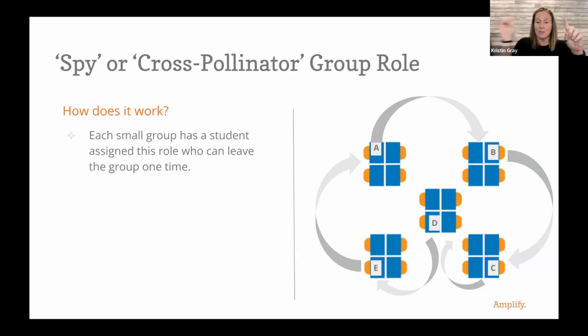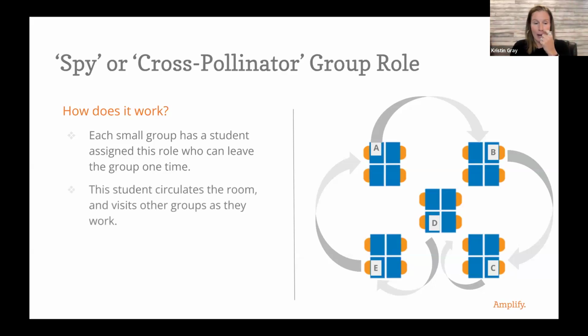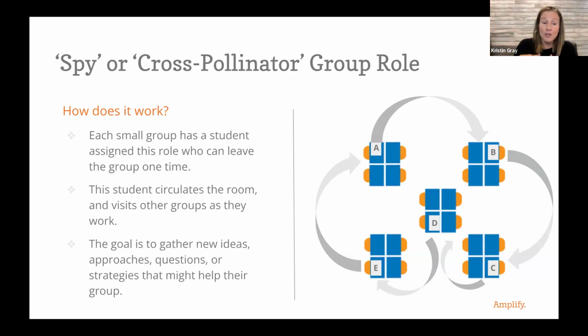But each small group has a person assigned to that role, and you can leave your group one time when you're problem solving together. That student circulates the room and visits other groups. They're not having conversations, they're simply listening to what other groups are talking about. So everybody else's group keeps on moving while that person is going around the room. And then the goal is to gather new ideas, approaches, questions, and strategies to bring back to their group. So this is a really nice way to get ideas from around the room stirred up back in your group.